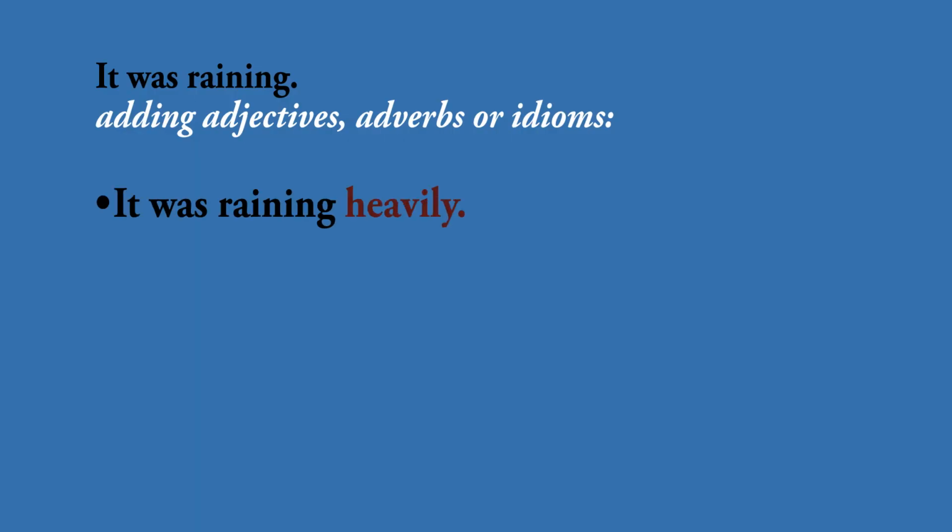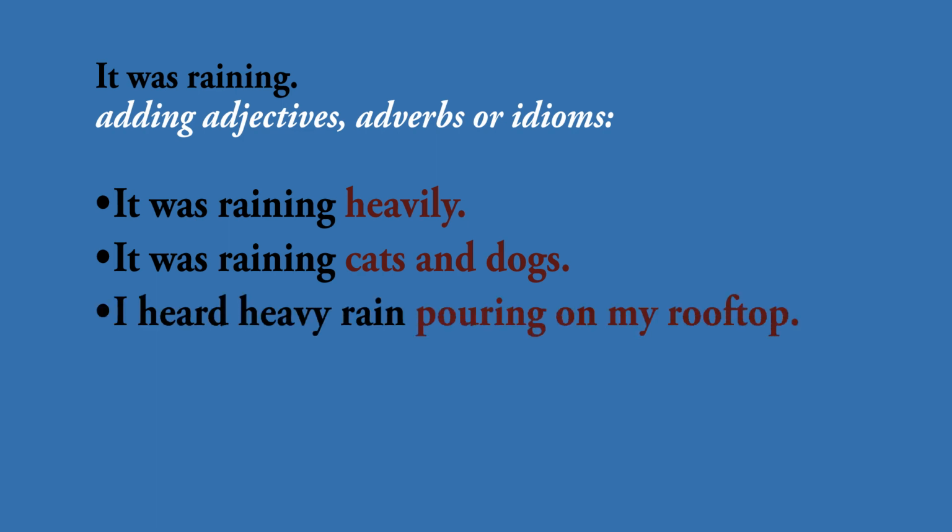You can use different types of sentences. For example, it was raining heavily. It was raining cats and dogs. I heard heavy rain pouring on my rooftop.